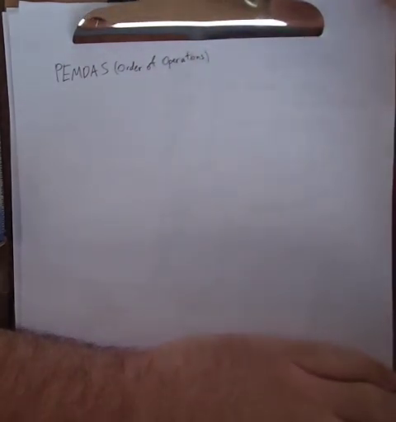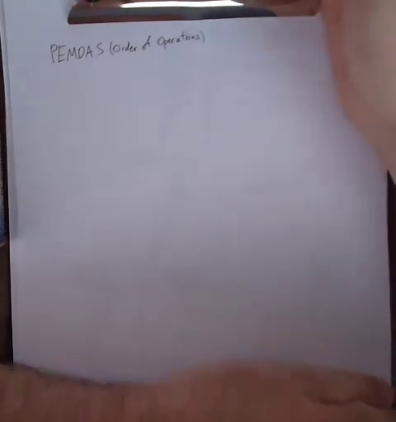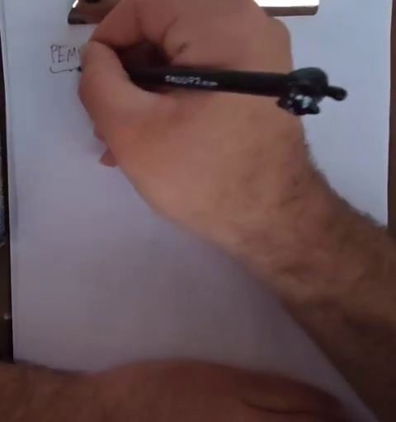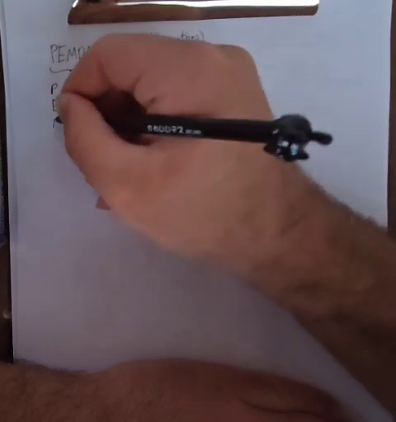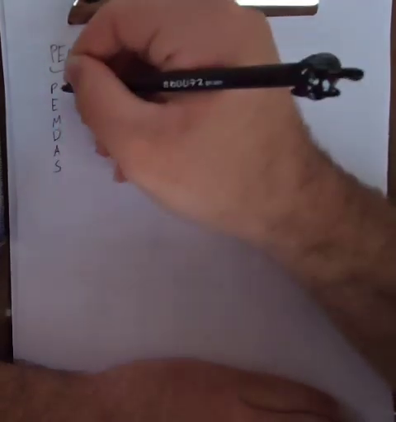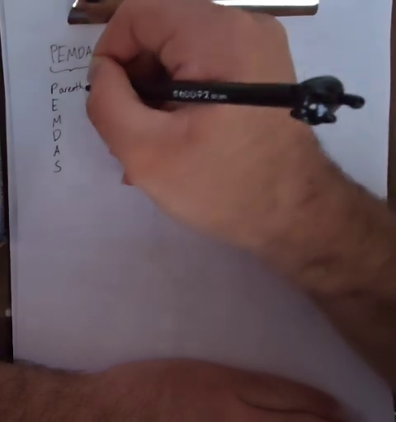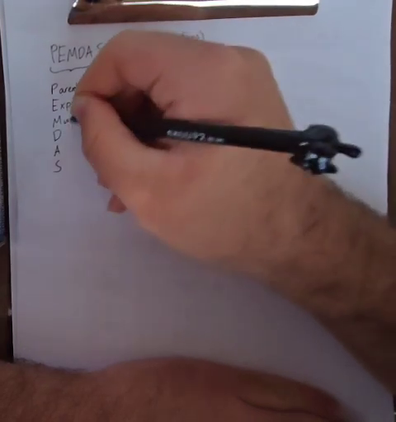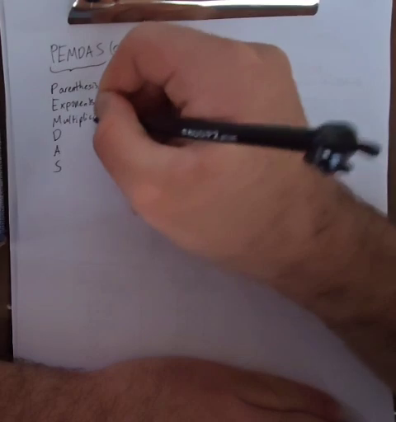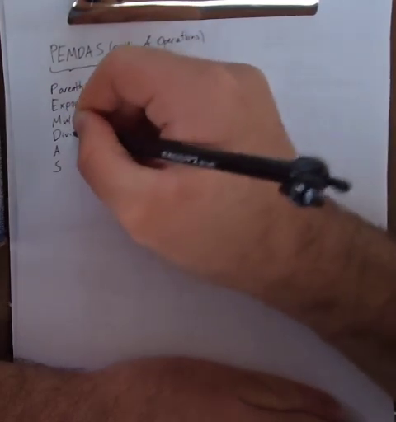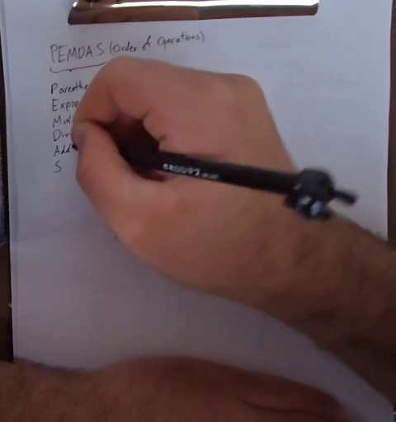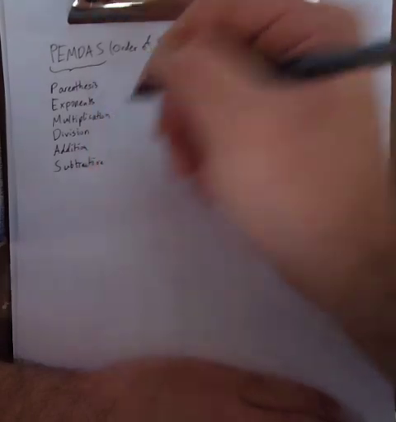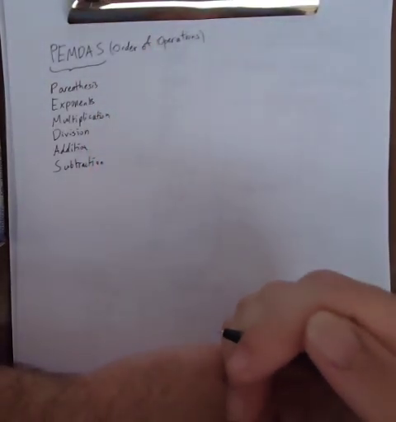Basically, this is a mathematical procedure, a mathematical order we have for evaluating certain expressions. So PEMDAS is an acronym, and what does it stand for? PEMDAS here stands for parentheses, exponents, multiplication, division, addition, and subtraction.